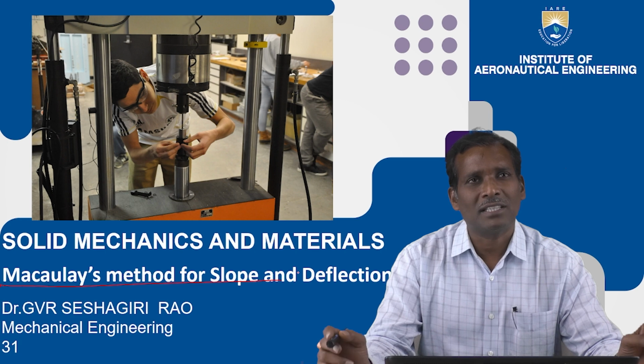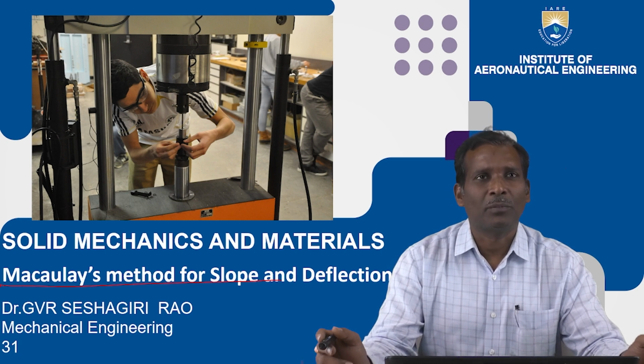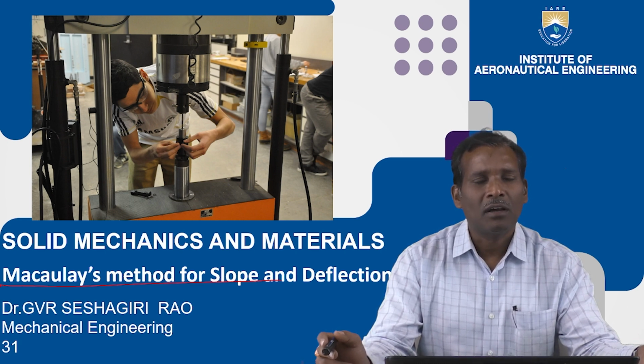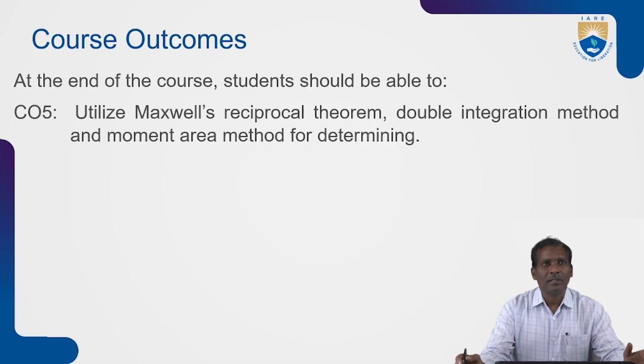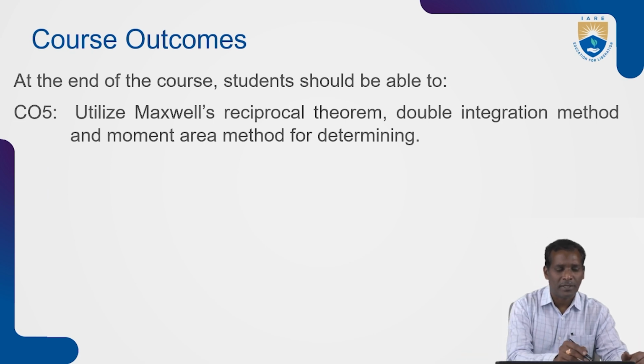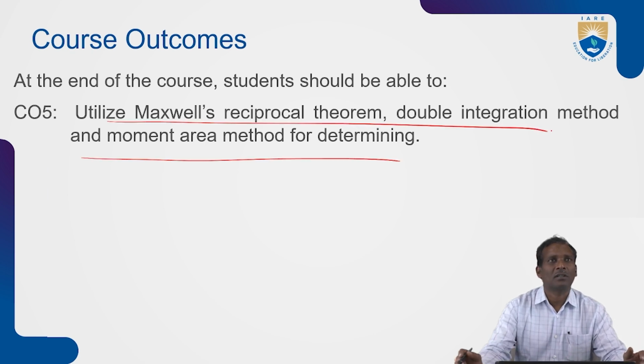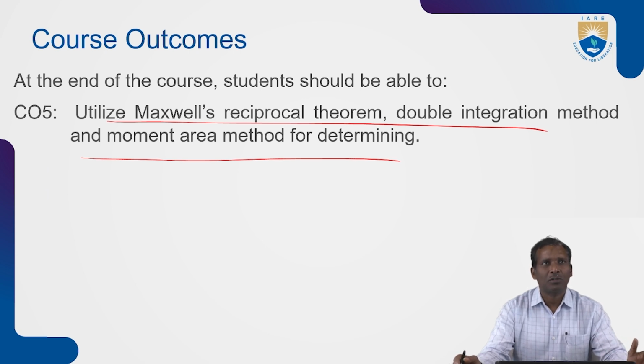for slope and deflection. What is this method? How do we apply Macaulay's method for slope and deflection of different beams? Before entering the main topic, the student should be able to utilize Maxwell's reciprocal theorem, the double integration method, and the moment area method for determining slope and deflection. This is the course outcome of this topic. Maxwell's reciprocal theorem we will discuss later; the double integration method is already over, and the moment area method is also discussed.